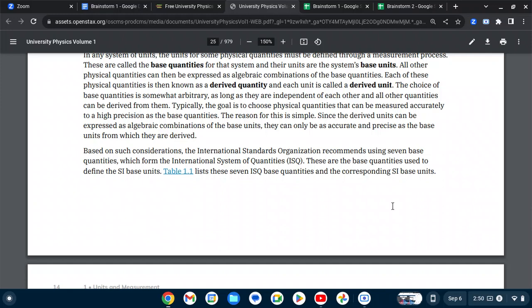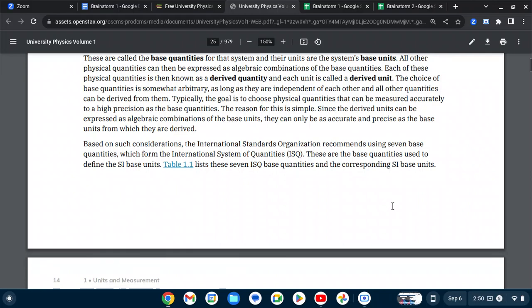The choice of the base quantities is somewhat arbitrary, as long as they are independent of each other and all other quantities can be derived from them. Typically, the goal is to choose physical quantities that can be measured accurately to a high precision as the base quantities. The reason for this is simple. Since the derived units can be expressed as algebraic combinations of the base units, they can only be as accurate and precise as the base units from which they are derived.